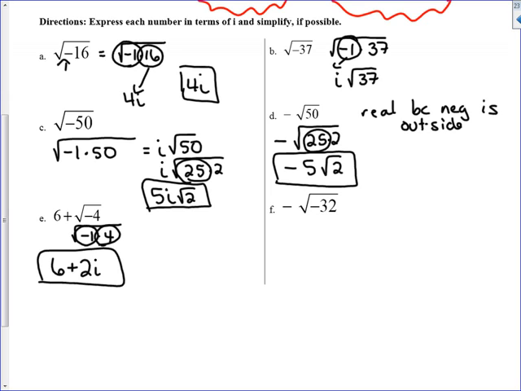F, do you think it's going to be real or imaginary? Real. 2 votes for real. Both? No, one or the other. Real or imaginary?